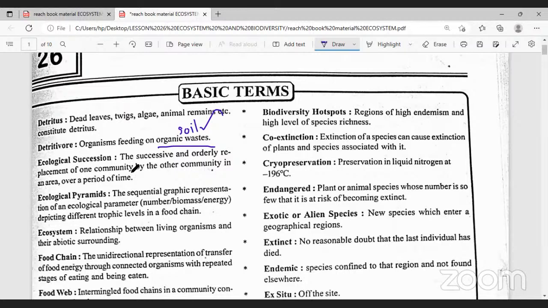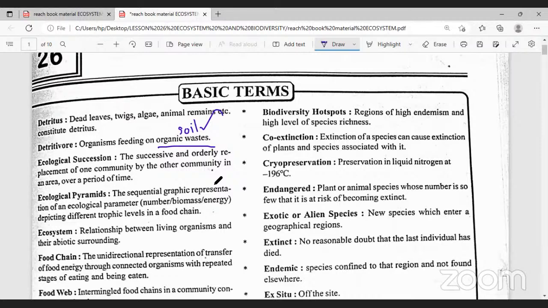And then the third one is ecological succession. It is very, very important, my dear students. This type of question has been asked three times. What is meant by ecological succession? The successive and orderly replacement of one community by another community in an area over a period of time is called ecological succession.